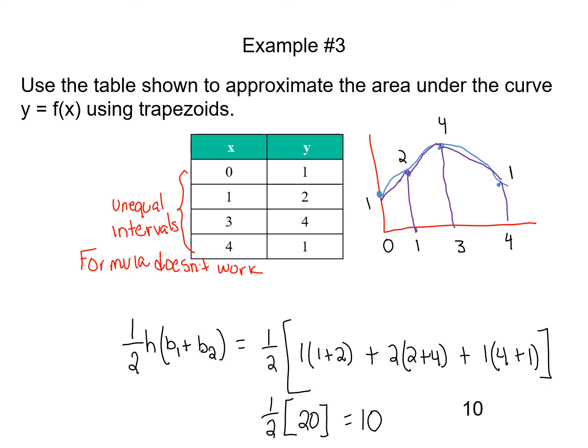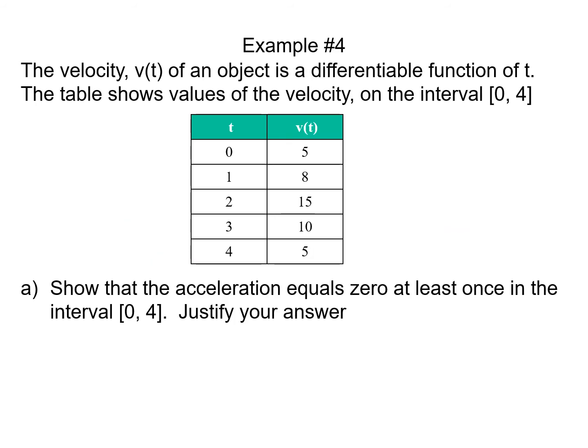And I was told by the chief reader of the AP exam, if you're given a trapezoidal sum on the AP exam, chances are it's going to have unequal intervals. So keep that in mind. So this is an example of something that you might see on the AP exam. I want you to notice the different processes that it's going to go through.